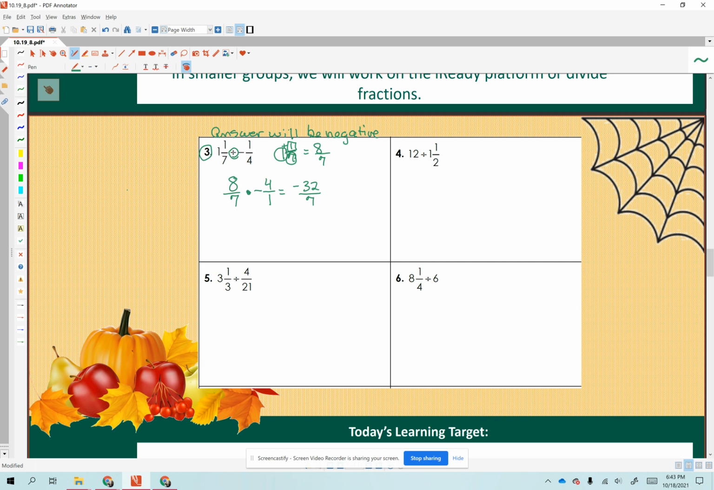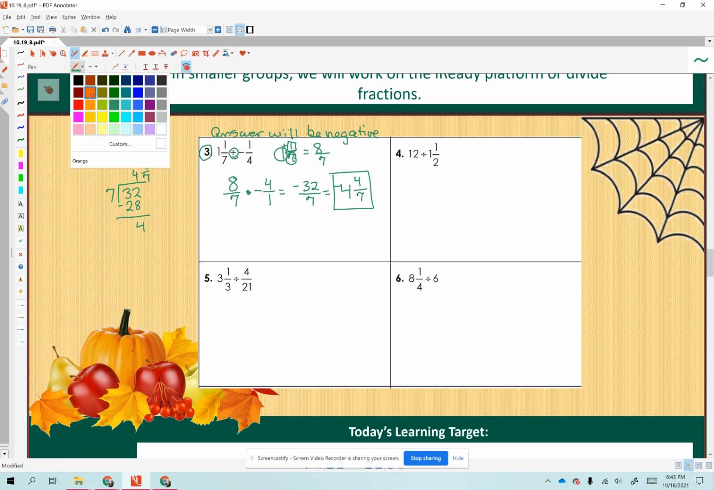And when we divide 32 by 7, 7 times 4 is 28. We subtract, that leaves 4 sevenths. So 4 and 4 sevenths is our simplified version. And that should be negative because we divided a positive by a negative.